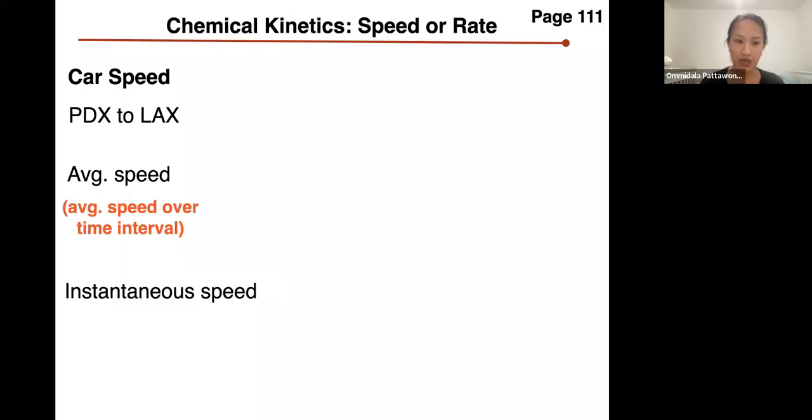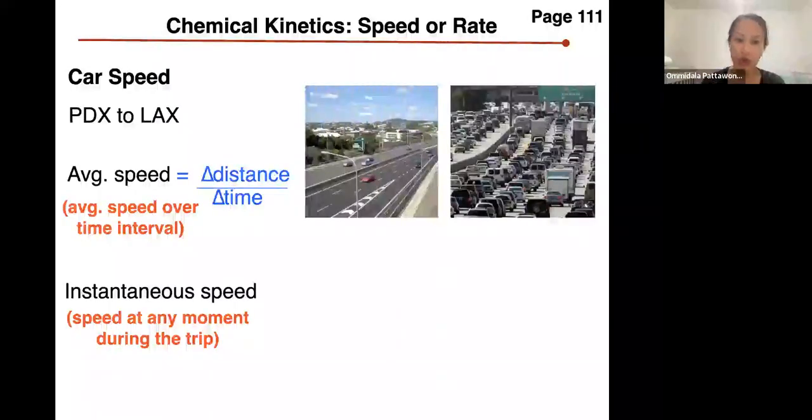The average speed is the speed for the overall time interval, from the beginning all the way to your destination. For the instantaneous speed, it's the speed at a very specific moment during the trip. To calculate the average speed, you use the distance that you travel divided by the total amount of time that you spend for that trip. So whether you drive really fast on I-5 or hit traffic, everything is going to average out. That's why we call it average speed.